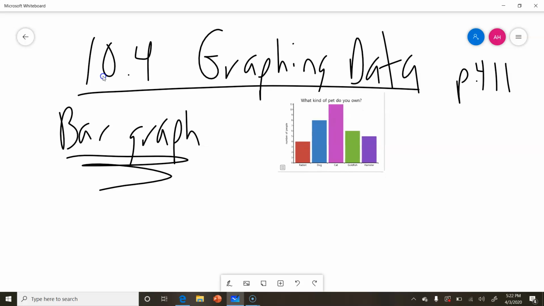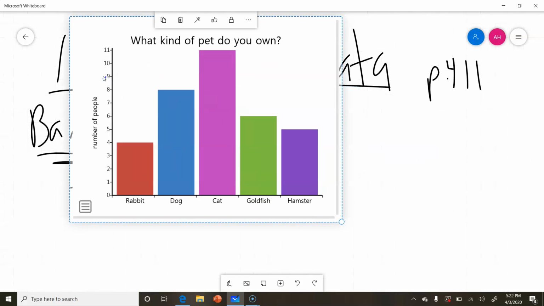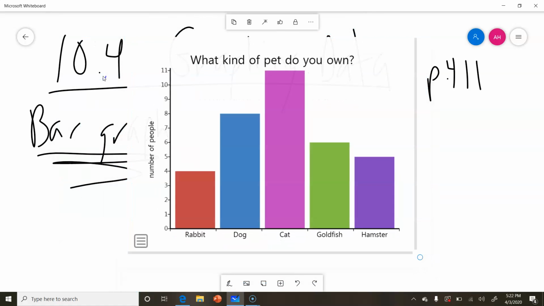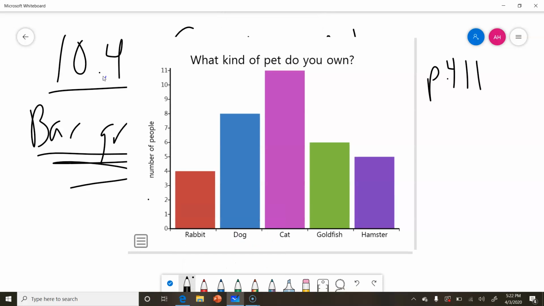So we got a bar graph. So here's the amazing thing about what a bar graph is like. As you can see, it says, what kind of pet do you own? Over here on the left side, we have the number of people. And so you see one person, two people, three, right? 1, 2, 3, 4. Now on the bottom side, we have the type of category, okay? Now this is what kind of pet do you own?